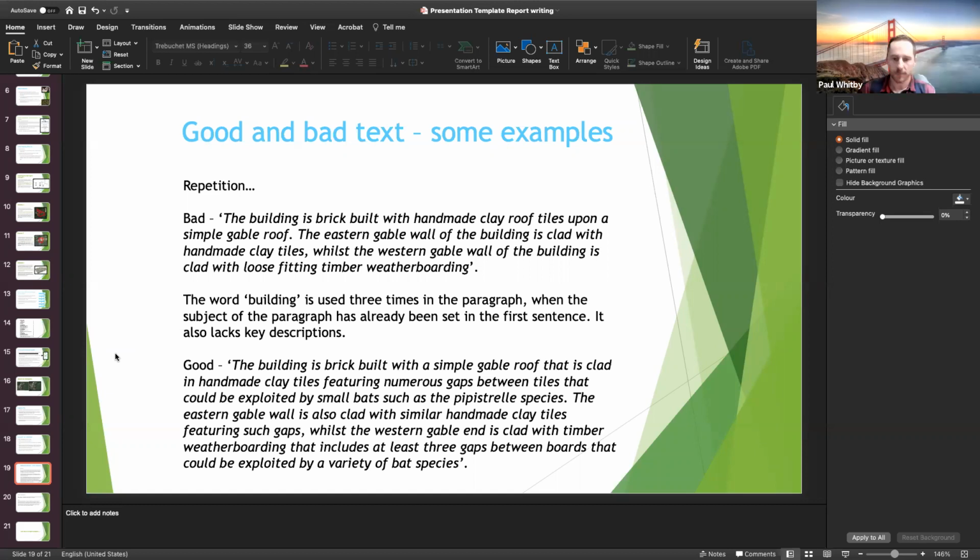The building is brick built with a simple gable roof that is clad in handmade clay tiles, featuring numerous gaps between tiles that could be exploited by small bats such as the pipistrelle species. The eastern gable wall is also clad with similar handmade clay tiles featuring such gaps, whilst the western gable end is clad with timber weatherboarding that includes at least 3 gaps between boards that could be exploited by a variety of bat species. You've got some more detailed descriptions, and some of that repetition has been reduced.